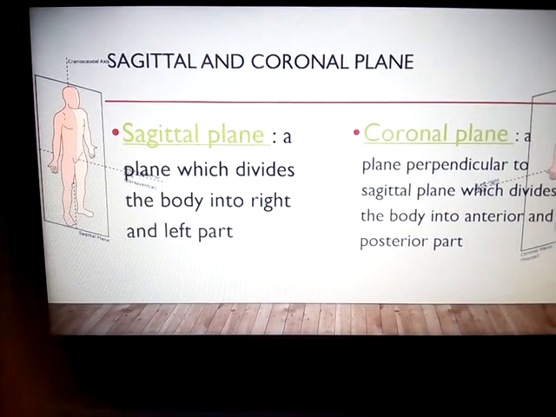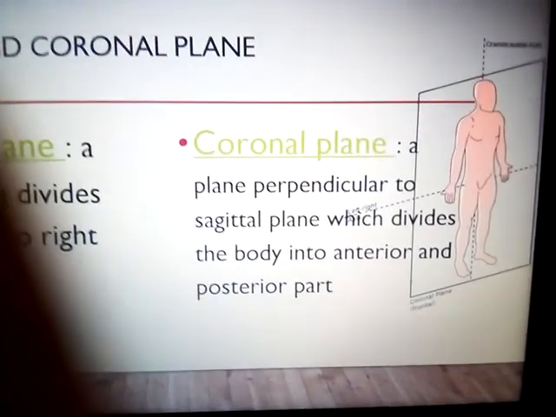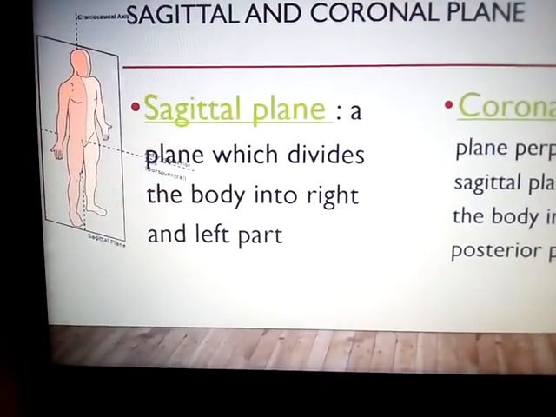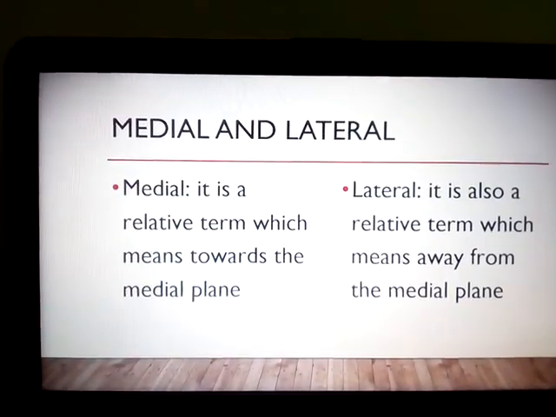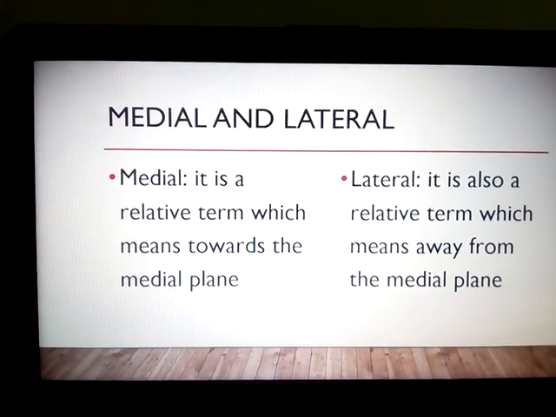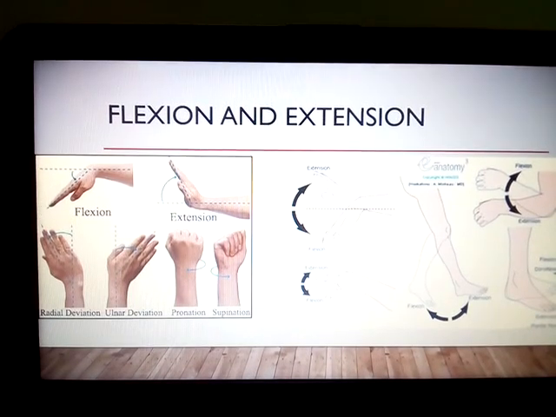I have given you the example of a crown that goes from ear to ear, right? So the ear to ear plane is going to be called the coronal plane, and the other one is going to be called the sagittal plane. Very simple. Then we have medial and lateral. These are relative terms. Medial means towards the midline and lateral means away from the midline. And then flexion and extension, I have defined them.